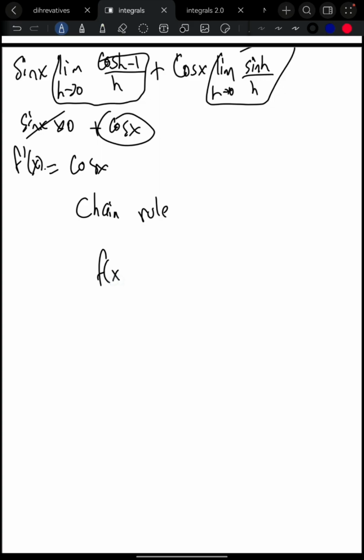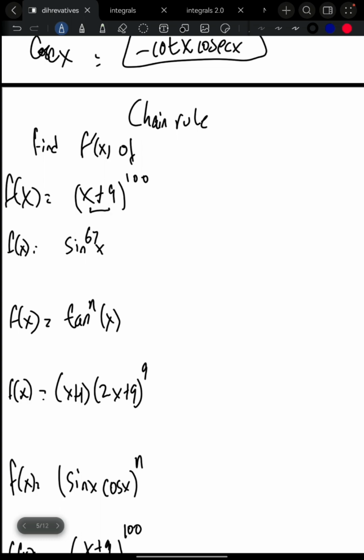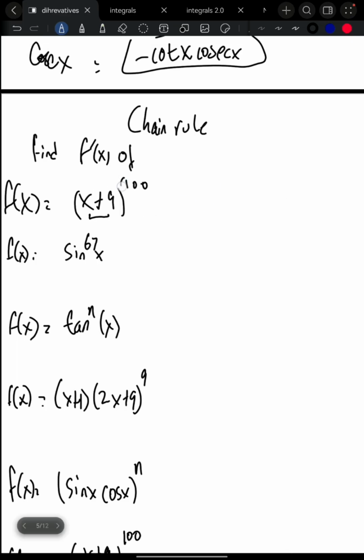Like this one. This is f of x, it's just x plus 9, and I'm gonna say g of x is just x plus 9 to the 100. We're gonna differentiate this. So this is just gonna be 100 times x plus 9, subtract 1 from the power, that's just gonna be 99. But don't forget, we're gonna multiply by the derivative of the inside, and the derivative of x plus 9 is just 1. So that's the actual derivative. But it's not going to always turn out like that.